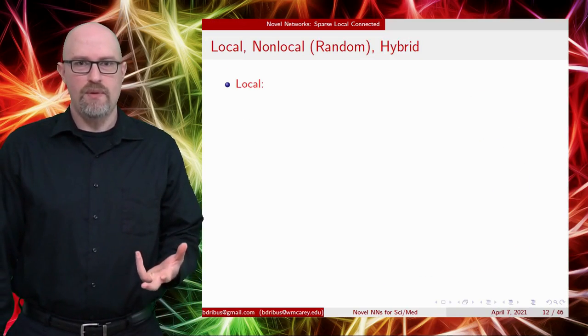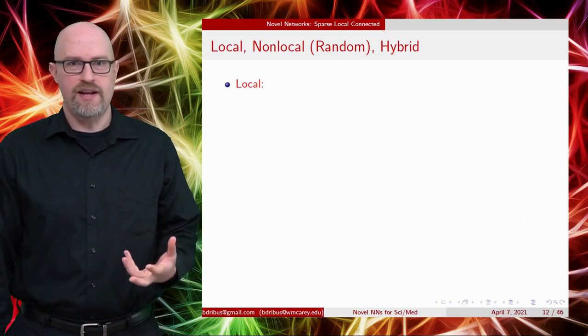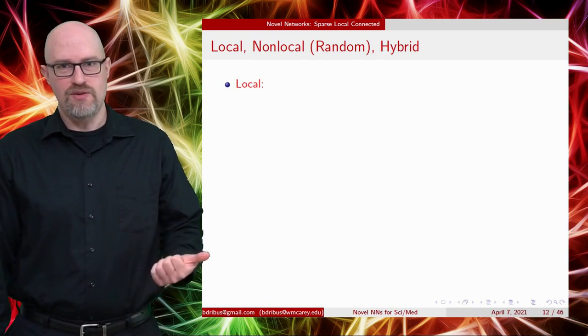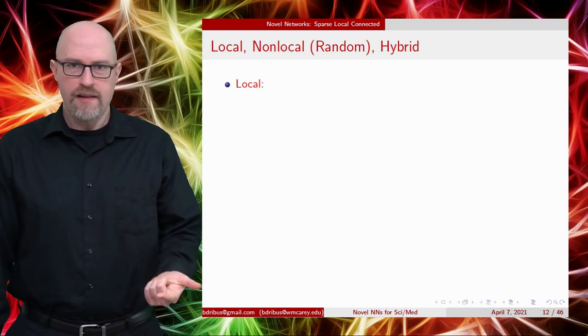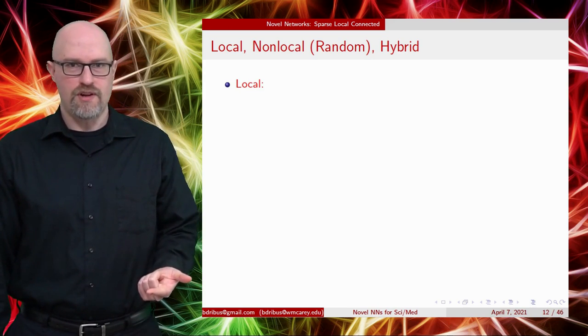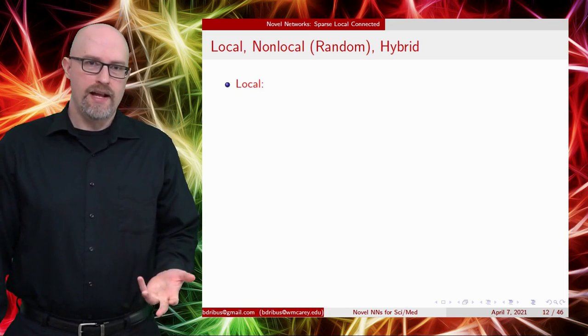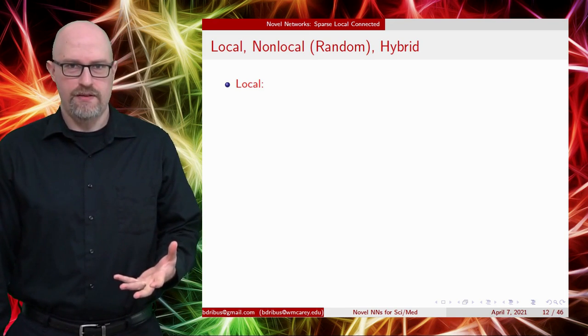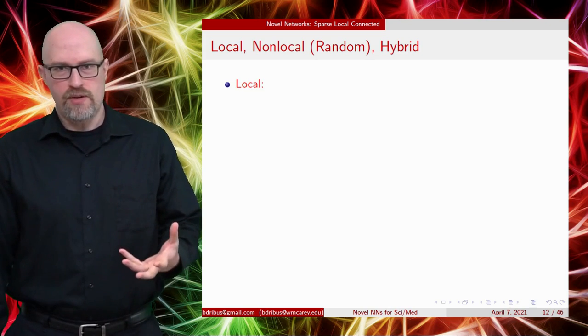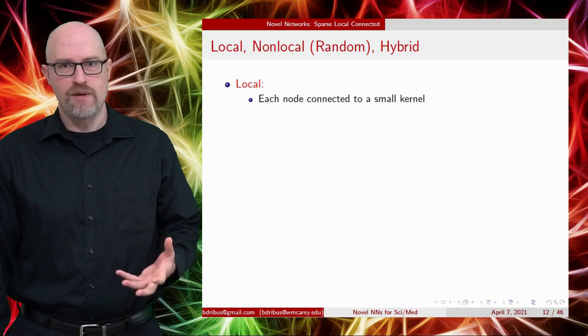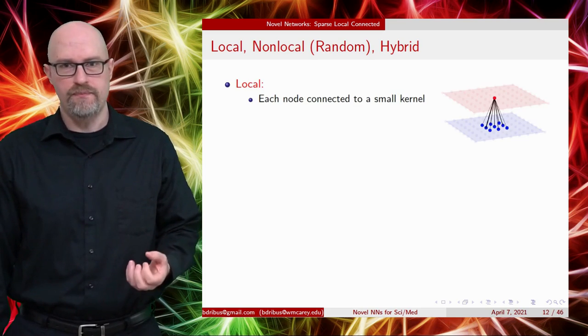Now, as we just saw with our novel hybrid network architecture, 3 important ways of arranging network edges are local configurations, non-local configurations, usually random, and hybrid combinations of these. Here I illustrate the differences among these configurations. In a local configuration, each node is connected to a small patch of nearby nodes called a kernel.